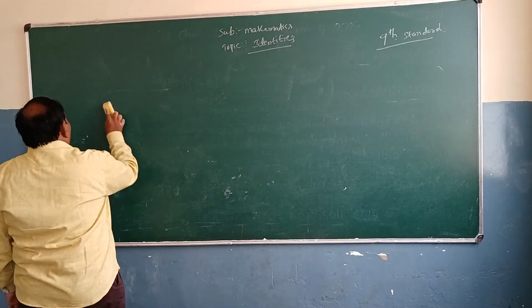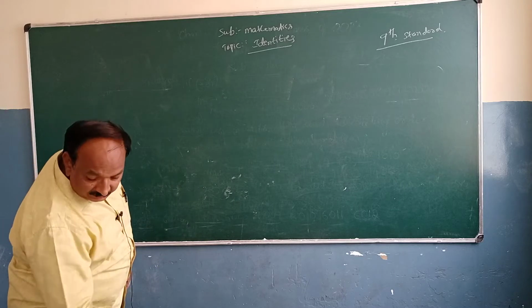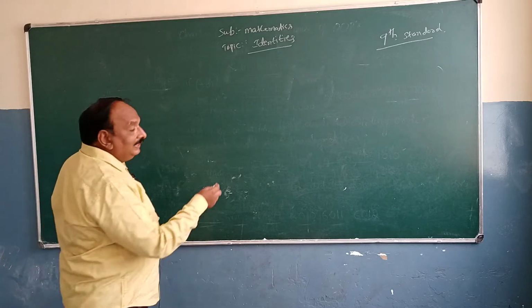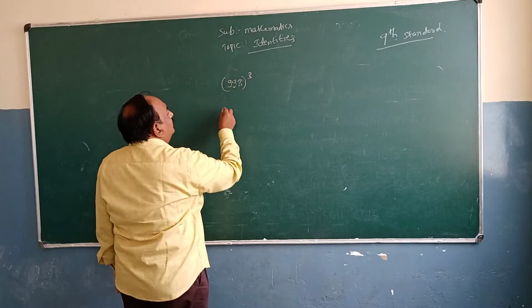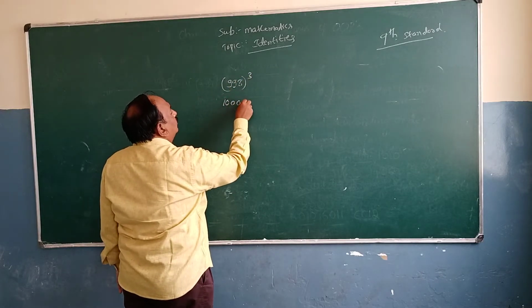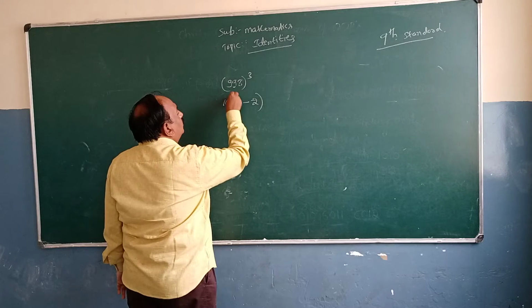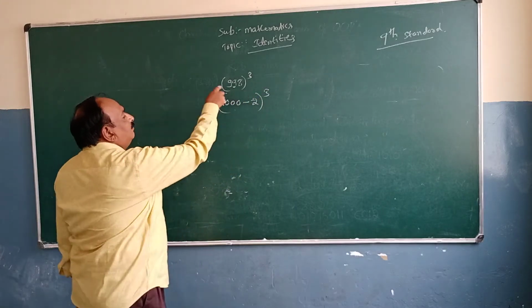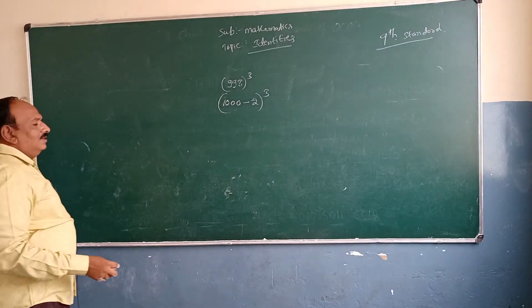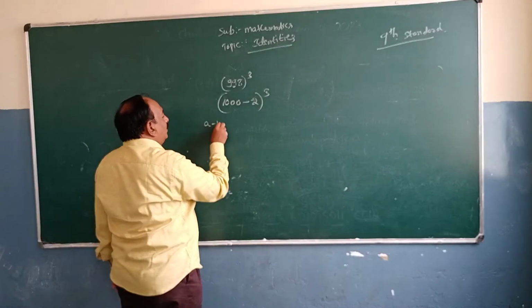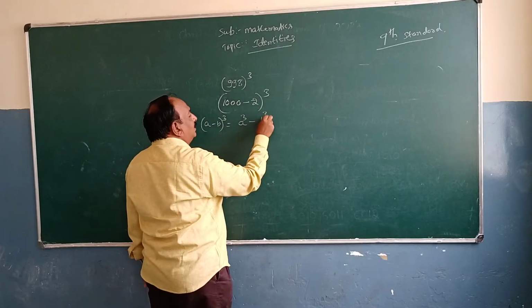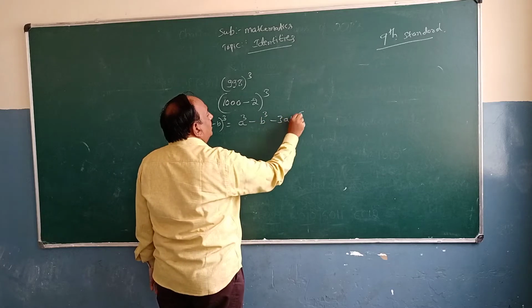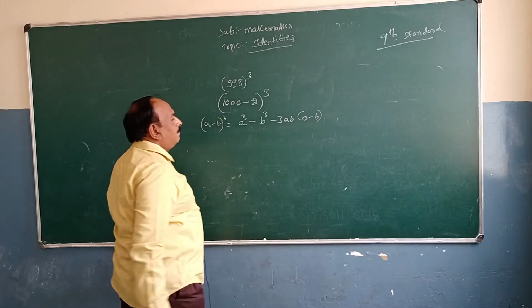So 99 cubed can be multiplied in another way. Now take 998 cubed. This can be written as (1000 minus 2) whole cube. 1000 minus 2 is 998. This is once again of the form (a minus b) whole cube, a cube minus b cube minus 3ab into (a minus b).